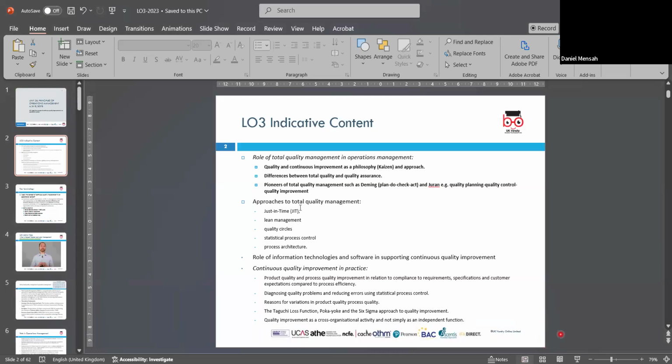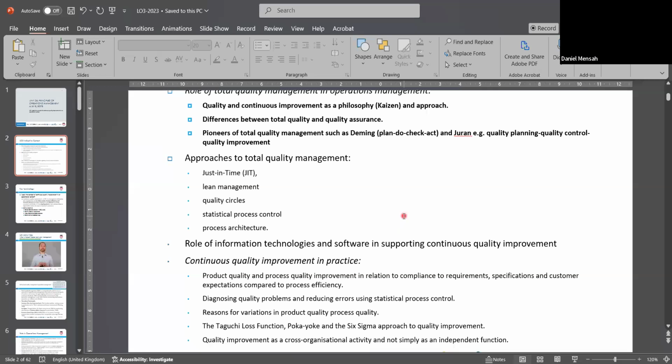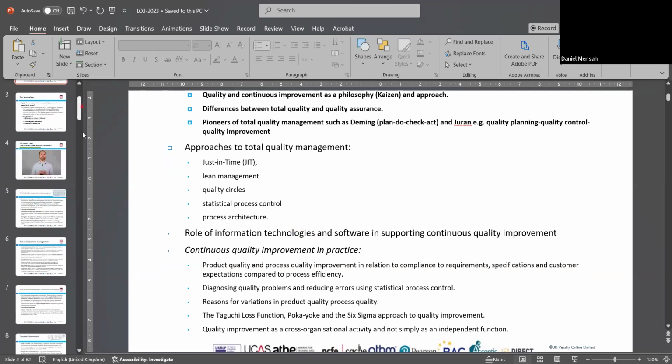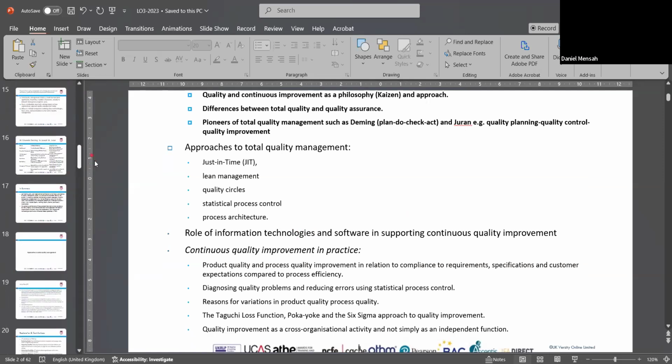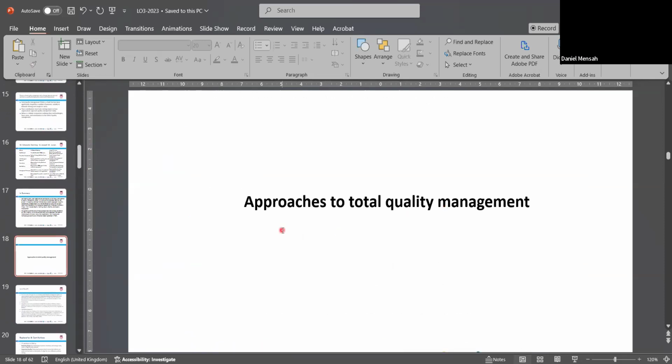Today's approach is total quality management, then the role of information technology and software in supporting continuous quality improvement, and continuous quality improvement in practice. So we will be covering different kinds of approaches in today's session. Most probably we'll cover the approaches to quality management and then the implication and the contribution in the total quality management.